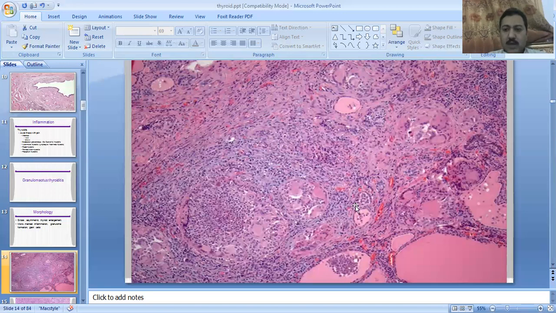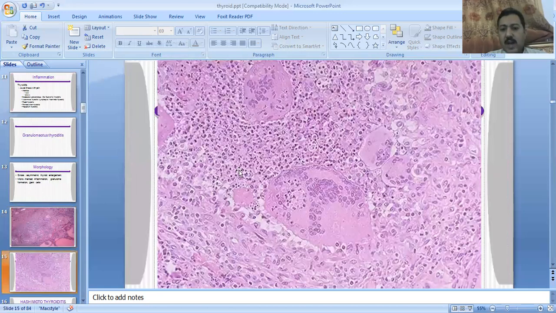Histologically, what identification points will we see? We will see the inflammatory cells, granuloma formation, and the giant cells. These three are the identification points of de Quervain, or subacute, or granulomatous thyroiditis.